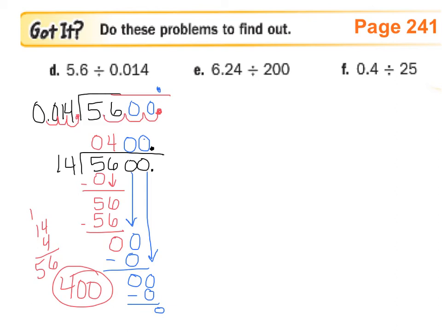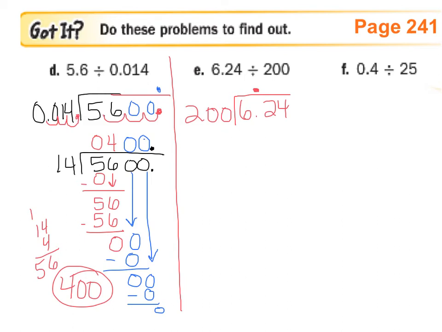Let's try another one, and then I'll have you do one on your own. So let's take E, 6 and 24 hundredths divided by 200. Now 200 doesn't have any decimal places, so I don't have to do any swoops. I can just go ahead and start to divide. I bring my decimal right up to the top.